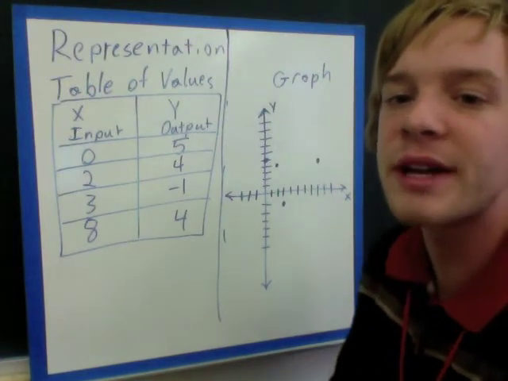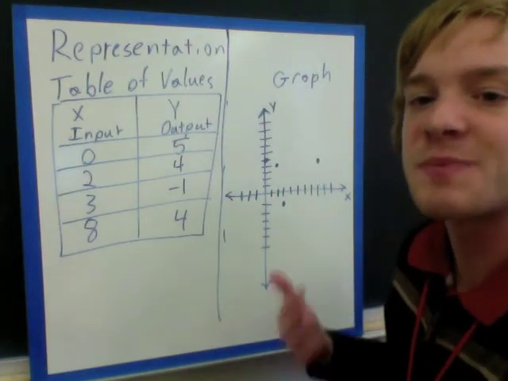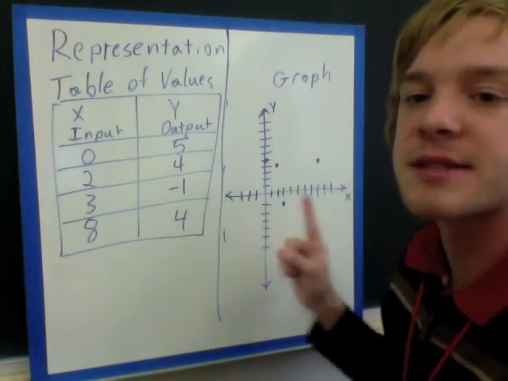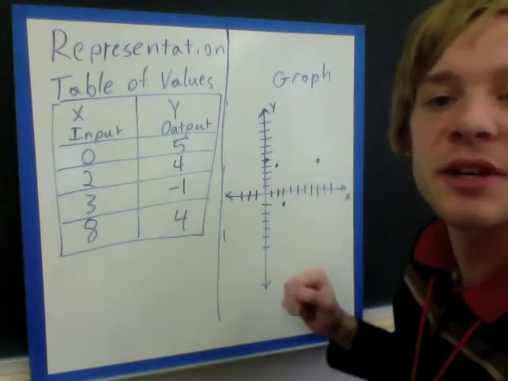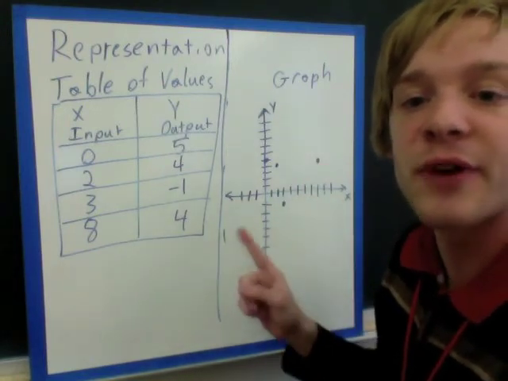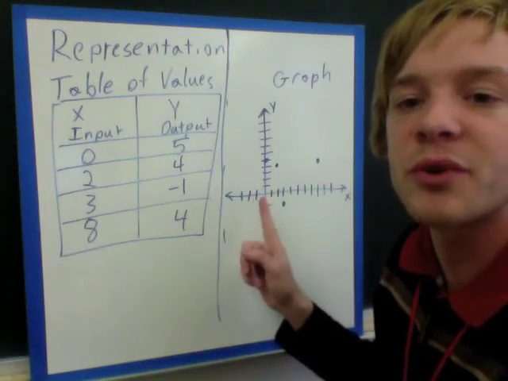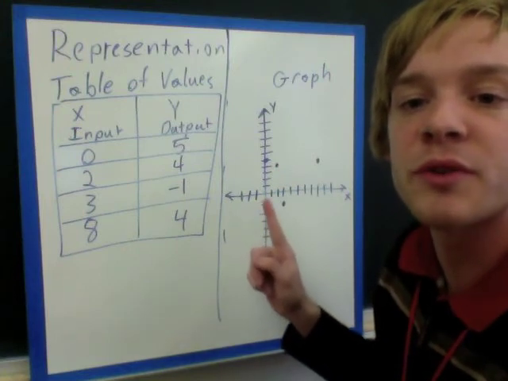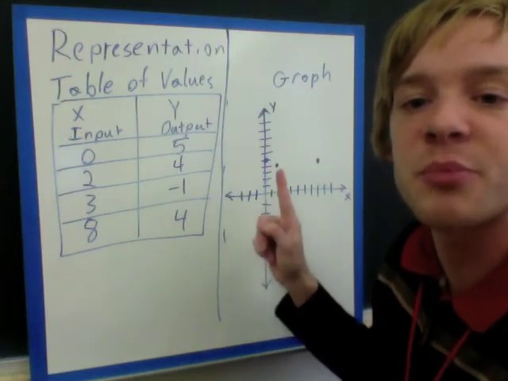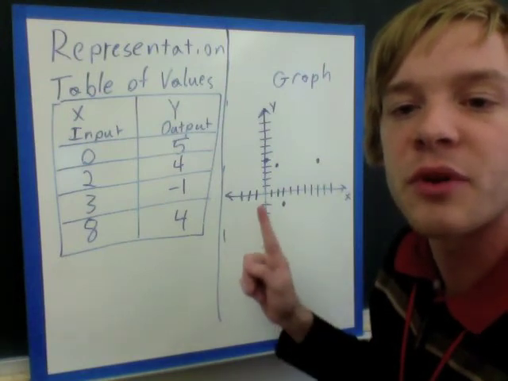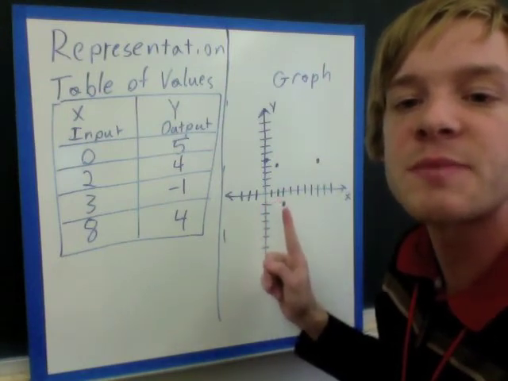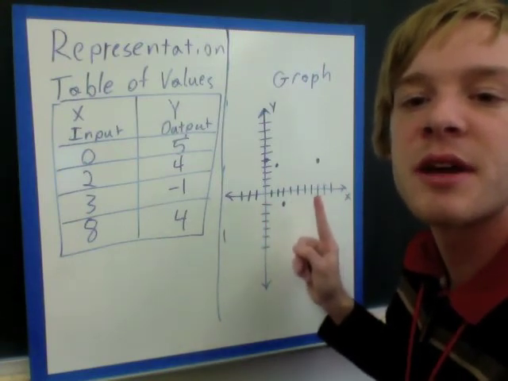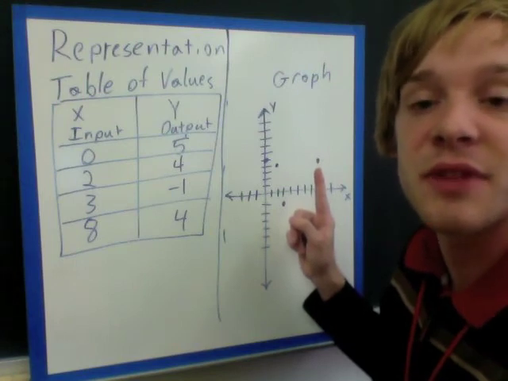The final way of representing a relation is by a graph. This is our standard X, Y graph. Remember, X is side to side, Y is up and down, and all we've done is graph these points. For instance, 0, 5. That means we're not going side to side at all. All we're doing is going up 5 spaces. That gives us that point right there. If we have 2, 4, that means we're going over 2 spaces, and then we're going up 4. That's that point right there. 3, -1, we go over 3 spaces and down 1 space right there. And then lastly, we have 8, 4, so we go over 8 spaces and up 4 spaces, and it gives us that point right there.